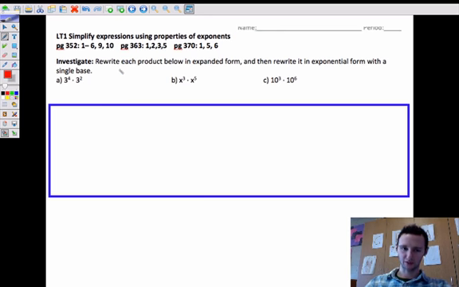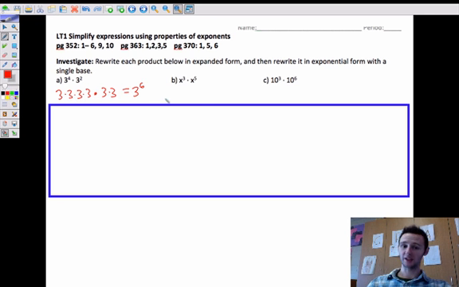So the investigation for this one: rewrite each product below in expanded form and then rewrite it in exponential form. Right now it's in exponential form. If I expand this, 3 to the 4th means 3 times 3 times 3 times 3. Then I multiply it by 3 squared, which is just 3 times 3. That's the expanded form. So I got 3 times itself 6 times, which if I put it back into exponential form is 3 to the 6th.